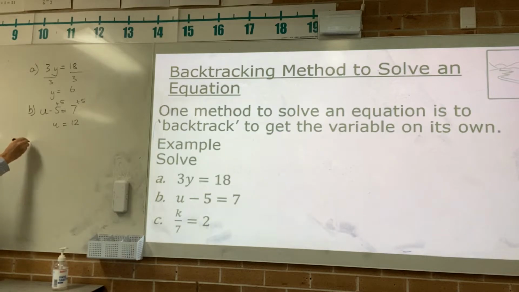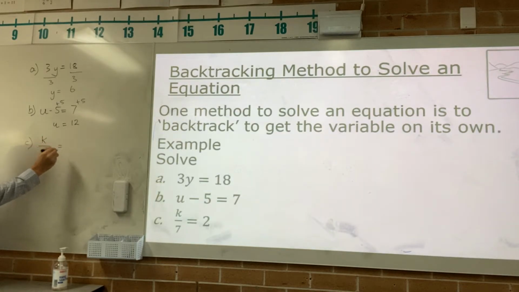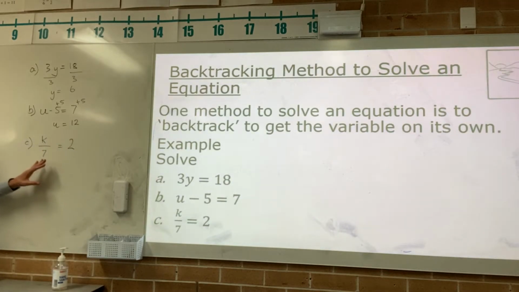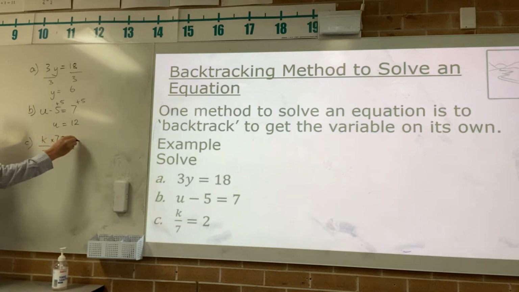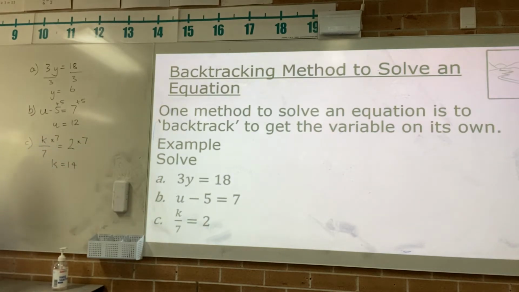In the same way with the last one, k divided by 7 is equal to 2. All right? The last thing that has been done to this k is to divide it by 7. So I multiply by 7. And so k equals 14.